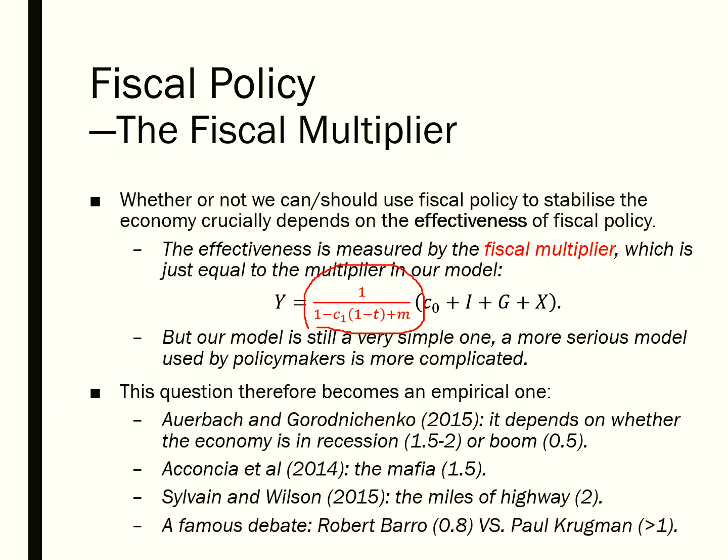Otherwise, you shouldn't. There is a famous debate between Barro and Krugman. These two people are very, very famous in macroeconomics. And Barro thinks that the multiplier is less than 1, so you shouldn't use fiscal policies. And Paul Krugman thinks it is greater than 1, so you should use it. So up until today, no one has a definite answer whether or not it is greater than 1, or whether or not we should use fiscal policy in stabilizing the economy. That is what economists do. We provide more than one answer.